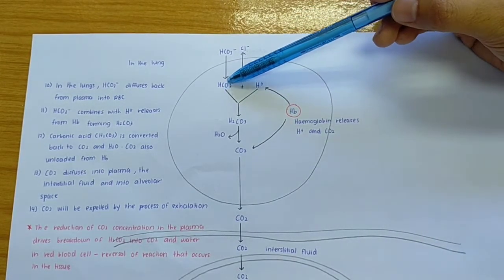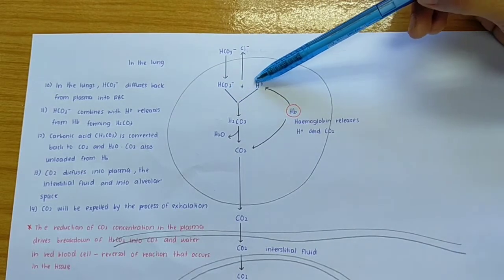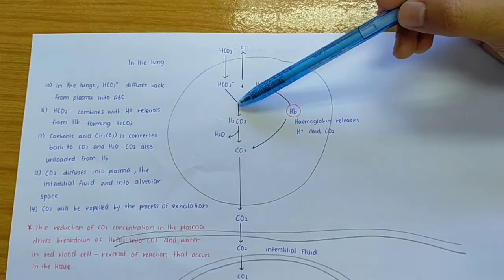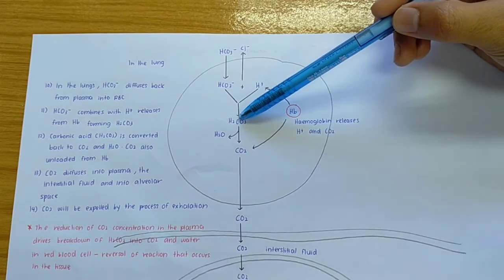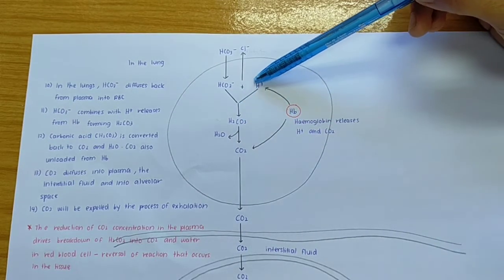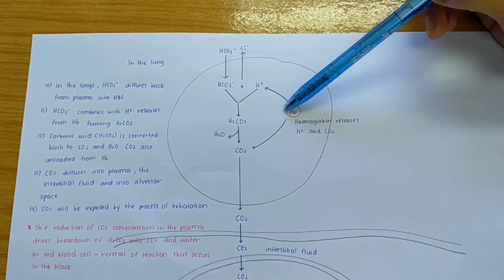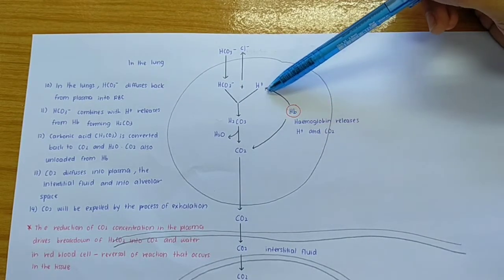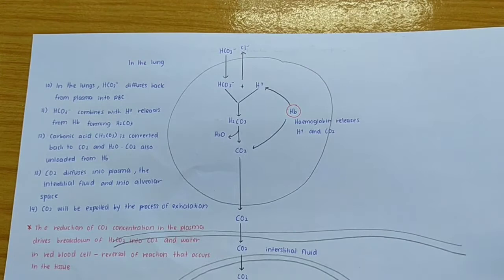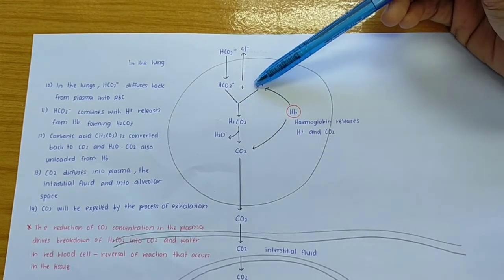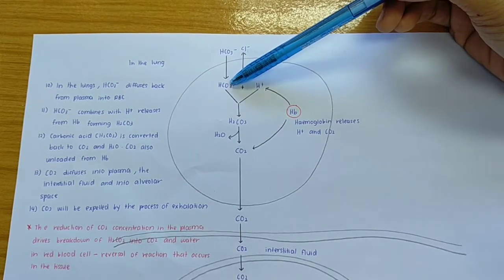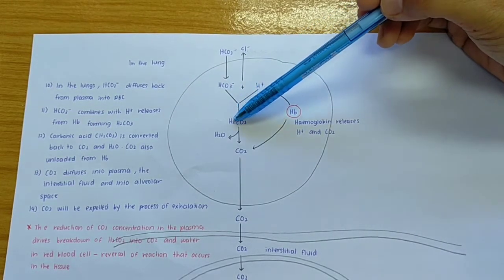And then what happened to this bicarbonate ion? It will combine with hydrogen ion to form carbonic acid. Okay, so where does the hydrogen ion come from? It will be released from the hemoglobin. Because earlier, hydrogen ion combined with hemoglobin to form hemoglobinic acid. So this hemoglobinic acid will release hydrogen ion, and that hydrogen ion will combine with bicarbonate ion and form carbonic acid.